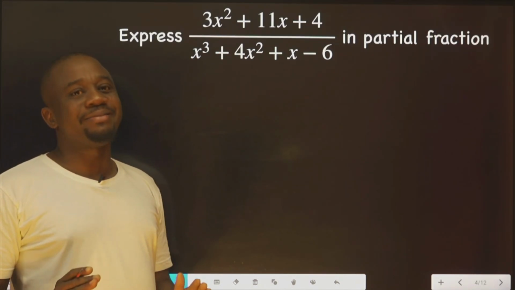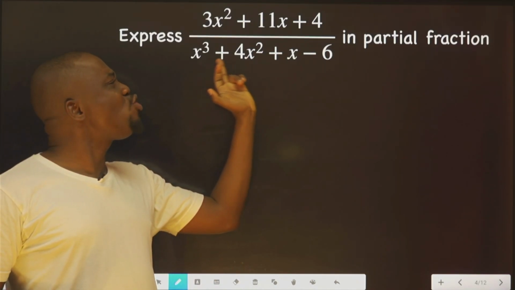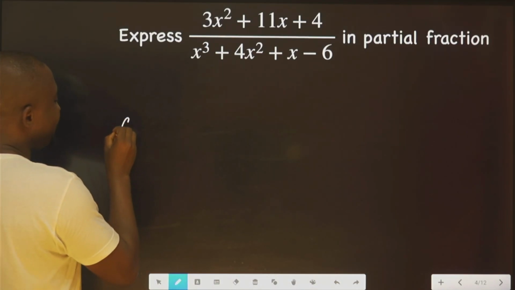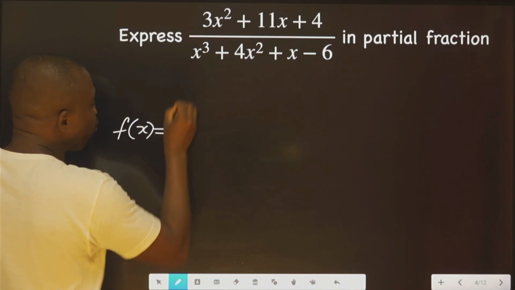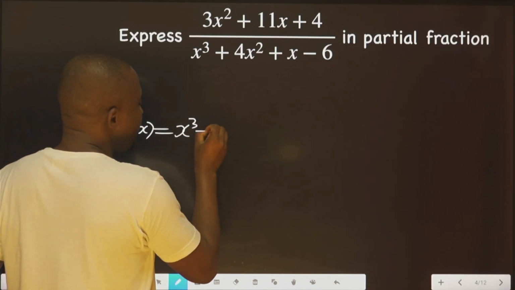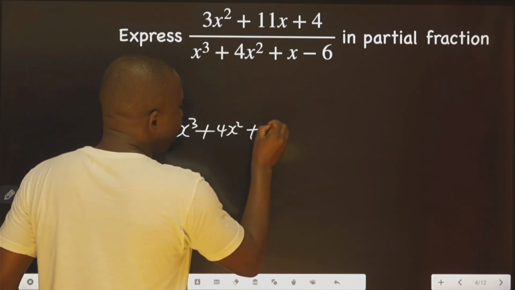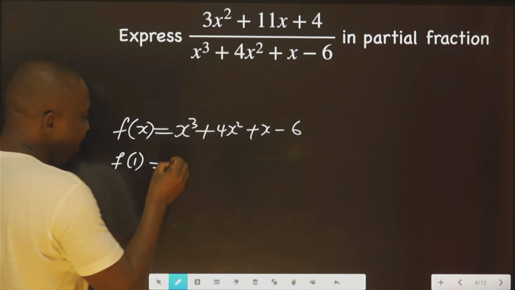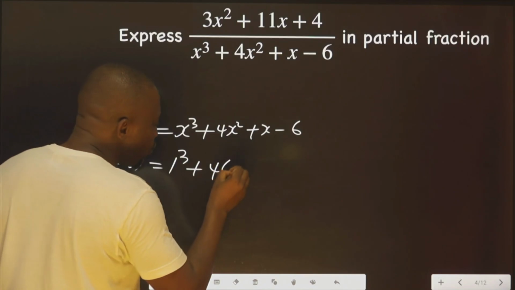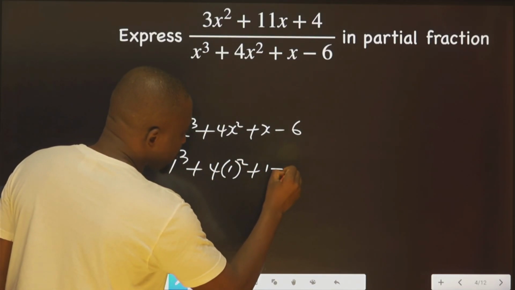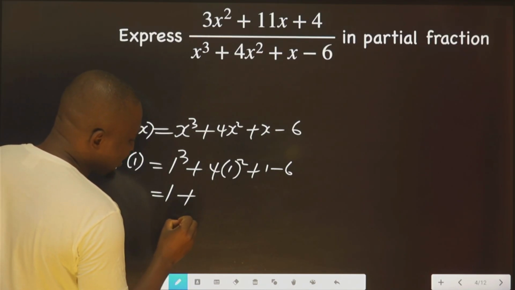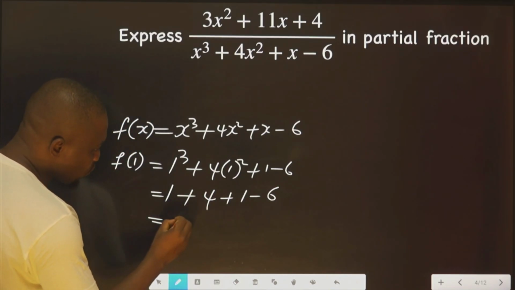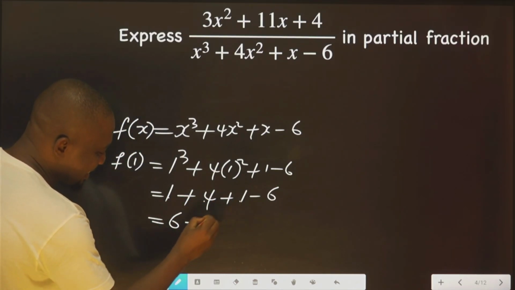What we always do is this. We are going to see how we can equate this to 0 through trial and error, by saying f of s is equal to this denominator, that is s cubed plus 4s squared plus s minus 6. We first try 1, to see if by putting 1 here we can get 0. This is 1, this is 4, this is 1 minus 6. This will produce 6 minus 6, which is 0.